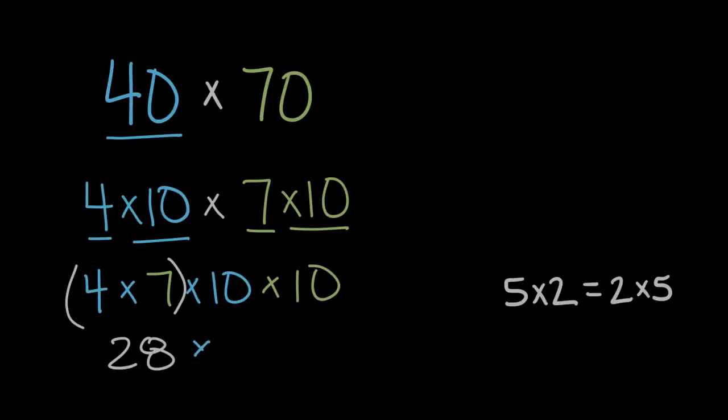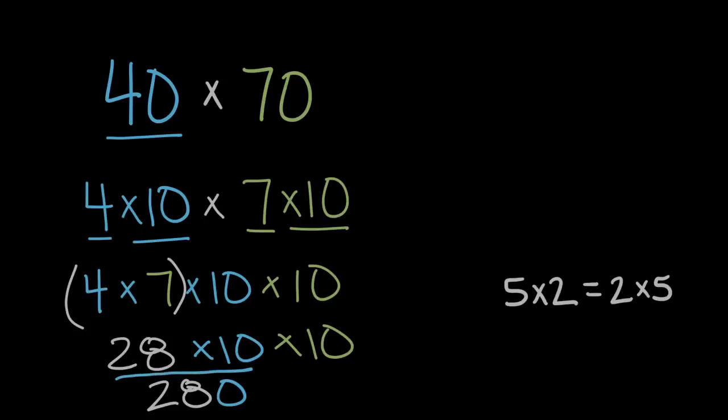And then we have 28 times 10 and times another 10. Well, the pattern for times 10 that we know is when we multiply a whole number like 28 times 10, we will add a 0 to the end. 1 zero for that 0 in 10, because 28 times 10 is 28 tens, or 280.